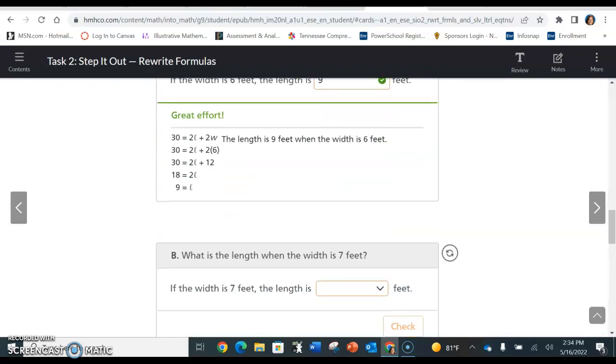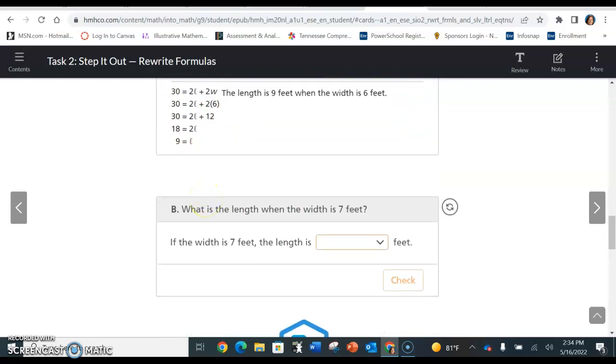All right, and you can see they plugged in the numbers here to do just exactly that. All right, so what is the length when the width is 7? So let's use the same formula again, but this time we're going to plug in a 7 here. 2 times 7 is 14. Subtract 14 from both sides, we get 16. 16 divided by 2 is 8.